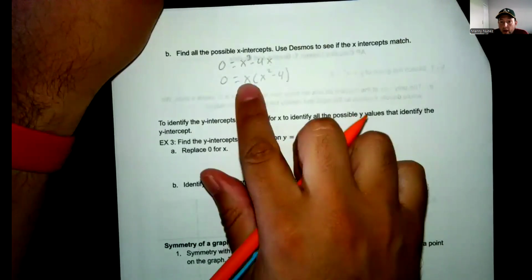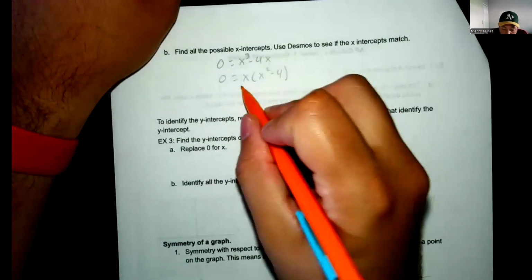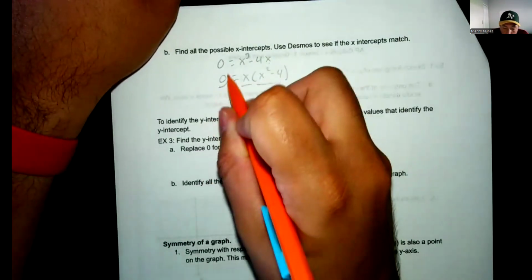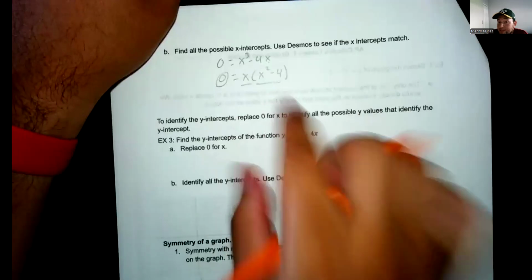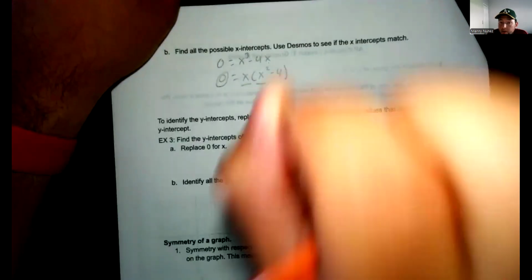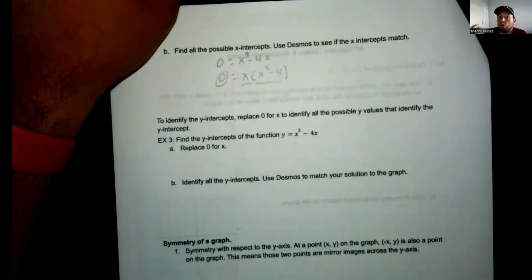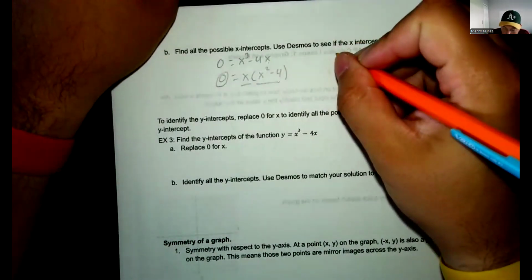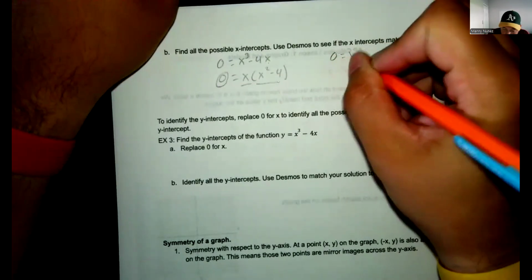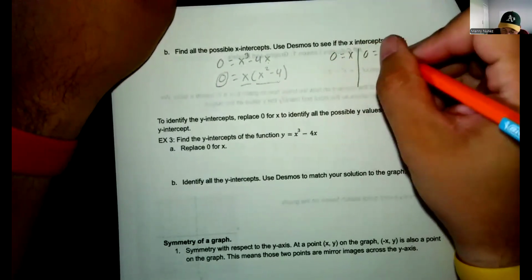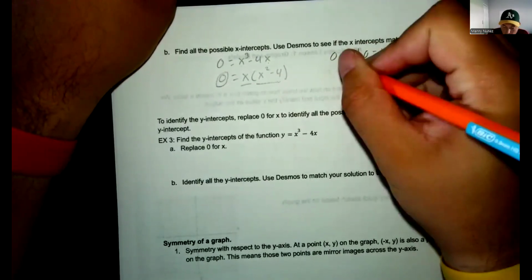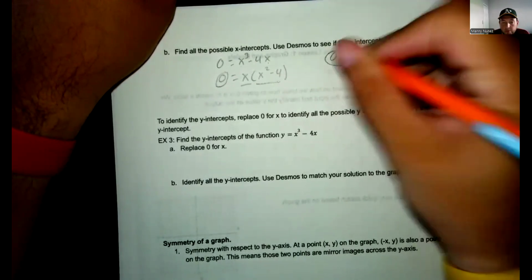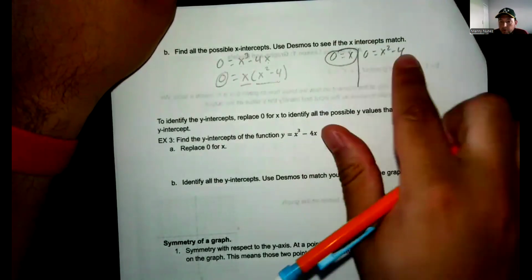Now notice how I have two factors, and both of these factors are going to equal 0. So what I'm going to do here is set both of them equal to 0 to figure out what values of x will create x-intercepts, right? So in this case, I've got 0 equals x as well as 0 equals x squared minus 4. Well, the first one is just x equals 0. We're done with that. How about this one here, right?